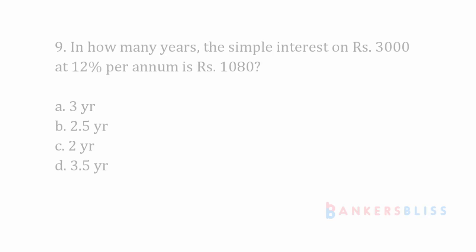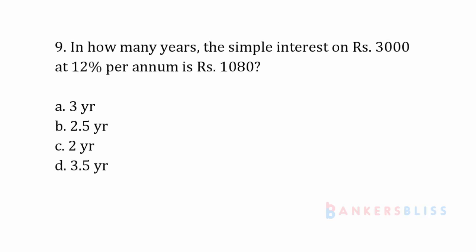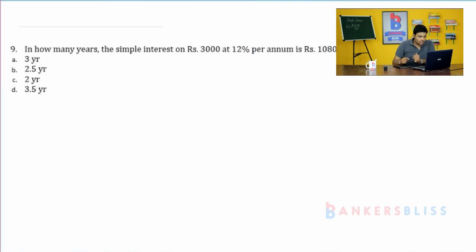Okay. Problem number 9. In how many years will the simple interest on rupees 3,000 at 12% per annum be rupees 1080? So for how many years it will be 1080. So 3,000, directly you solve, don't go for the formula, it simply kills the time. So 3,000, 12%: 10% means 300. We have discussed these things in percentages. So you have to add 2%.